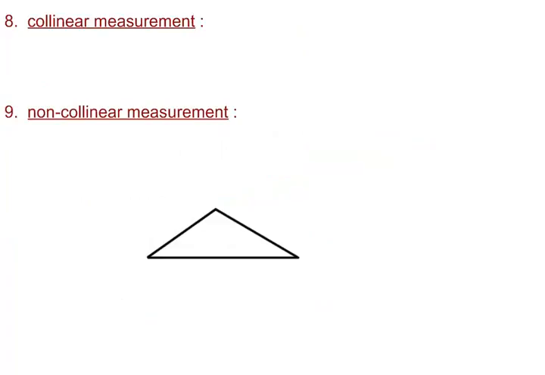Okay, we have 2 more words. Collinear measurement and non-collinear measurement. Alright, think about collinear. Collinear meant that we were in a straight line, right? So if we have collinear measurement, we have our straight line. So let me draw my straight line with 3 points in it, because they're collinear. Let's label them A, B, and C.